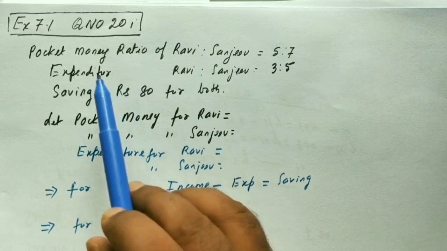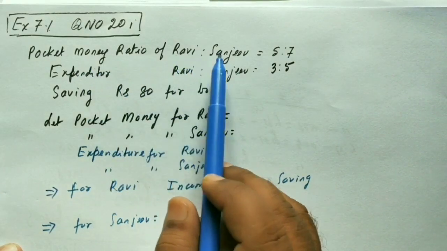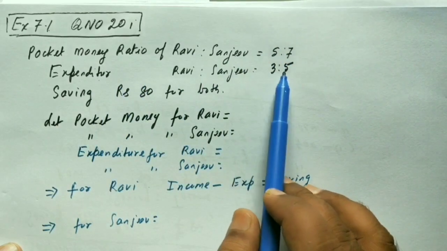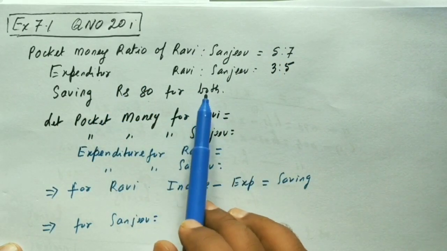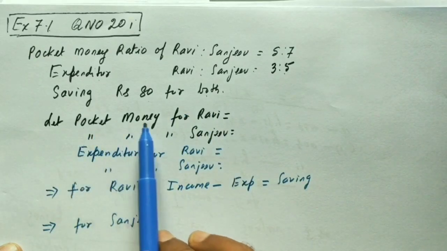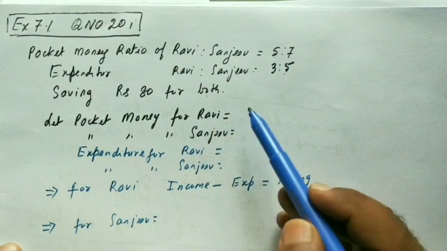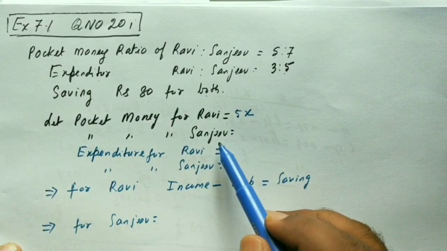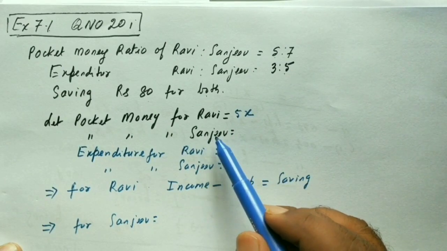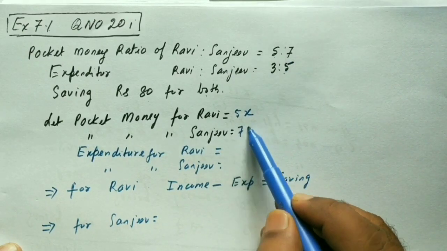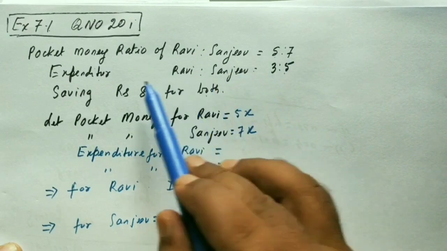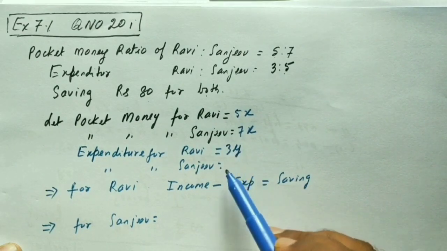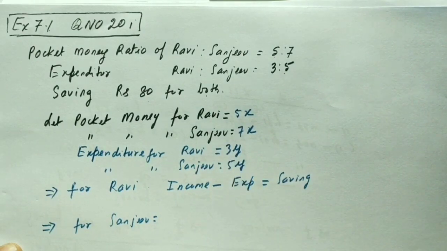So they have given the ratio between the pocket money of Ravi and Sanjeev 5:7, expenditure ratio 3:5, saving is rupees 80 for both. So pocket money, I'll take a common factor x. So this becomes 5x. For Sanjeev, the pocket money will be 7x. For expenditure, I'll take the common factor as y. This is 3y and this is 5y.